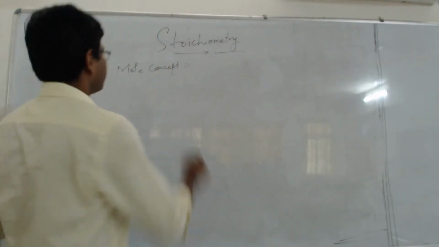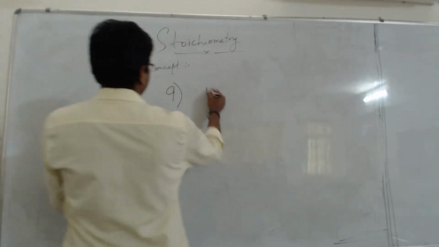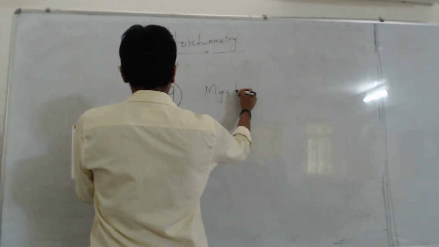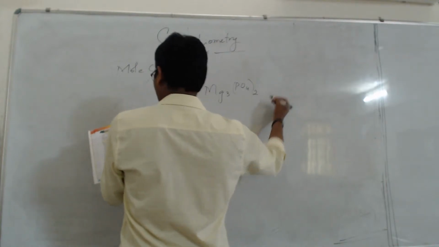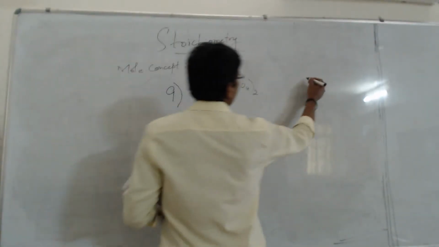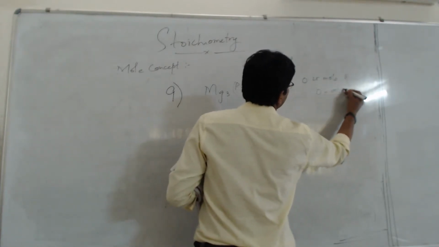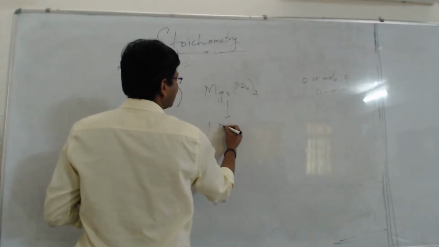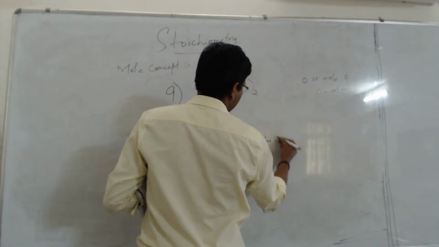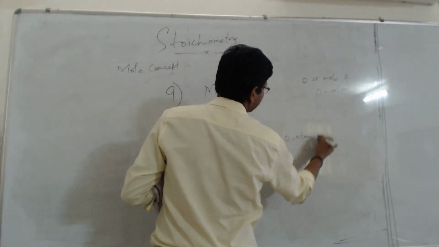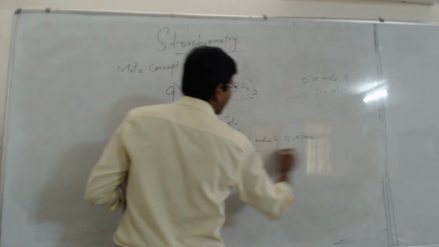Question number 9. How many moles of magnesium phosphate, Mg3(PO4)2, will contain 0.25 mole of oxygen atoms? Suppose we take 1 mole of magnesium phosphate, we have 8 moles of oxygen atoms.